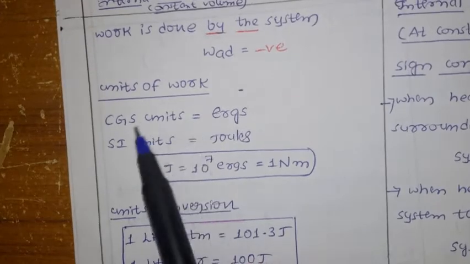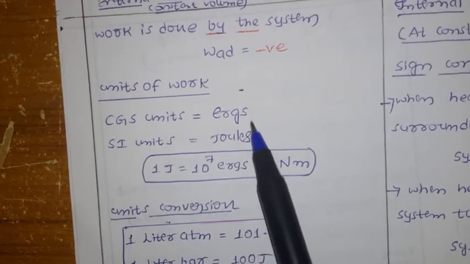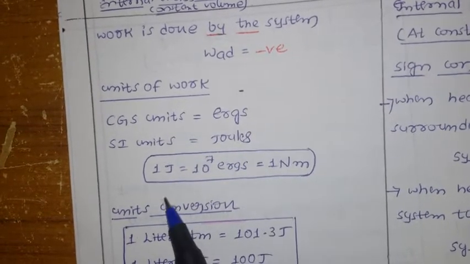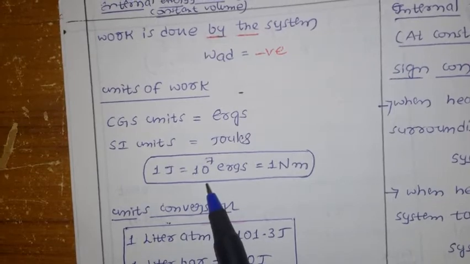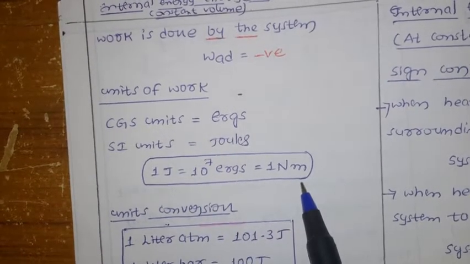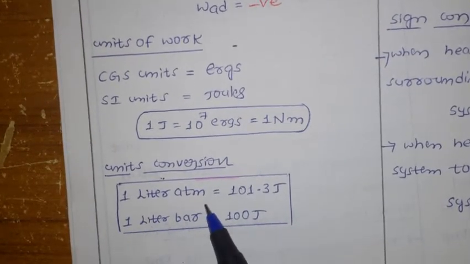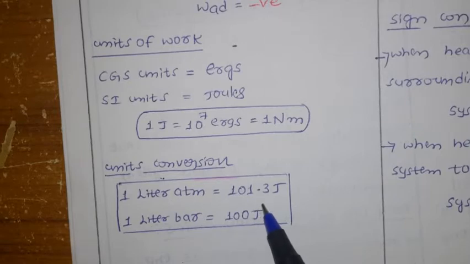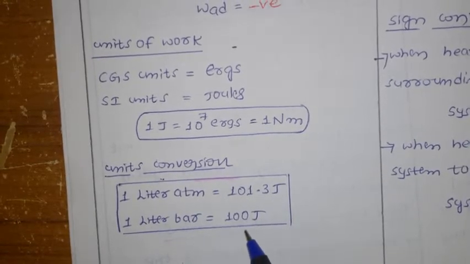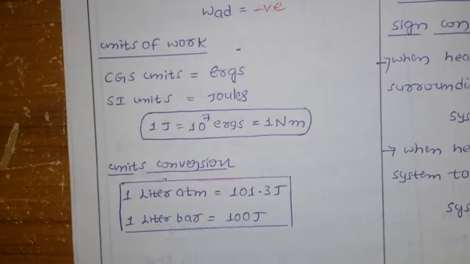Next, units of work. If you take CGS units, they are ergs, and SI units are joules. Okay, why? Because in the numericals we have to see these units also. Now here we have the conversion: 1 joule equals 10 to the power of 7 ergs, or equal to 1 Newton meter. Next, in unit conversion you also have to remember 1 liter atm equals 101.3 joules, or you can write 1 liter bar equals 100 joules. Okay, these conversions are important while doing the numericals.